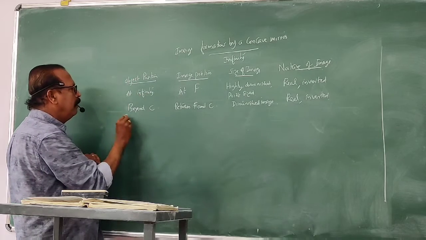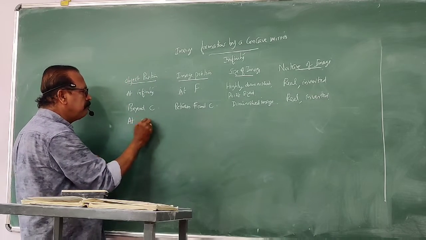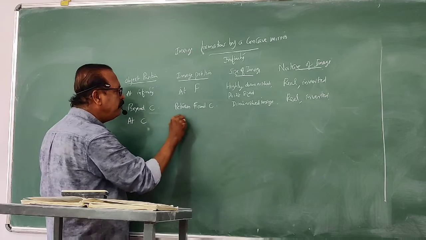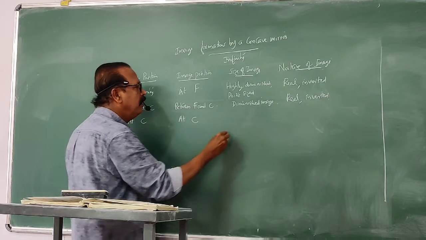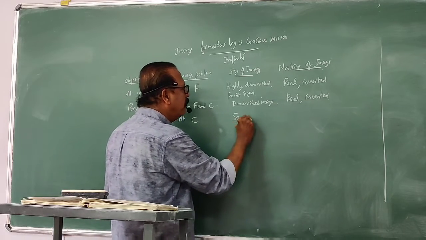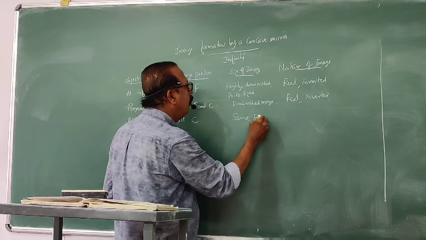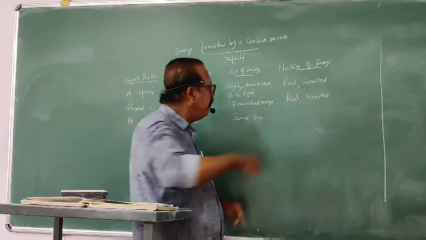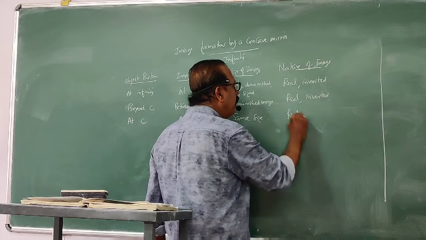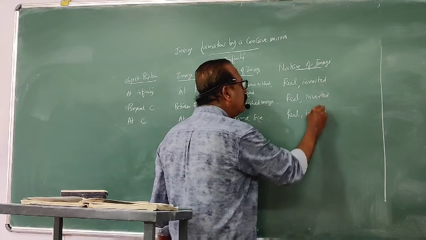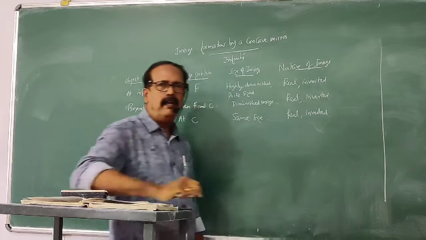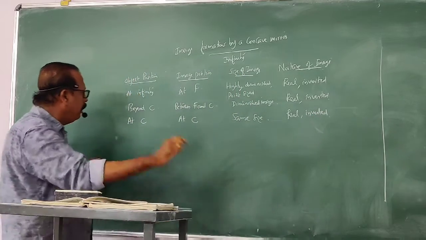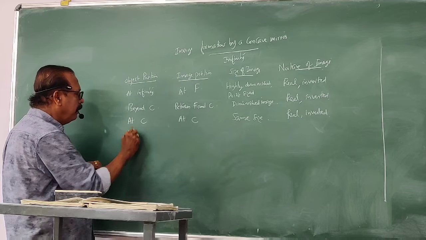Then object at C. Image is formed at C. Same size. Object and image are of the same size. Next it is real and inverted.